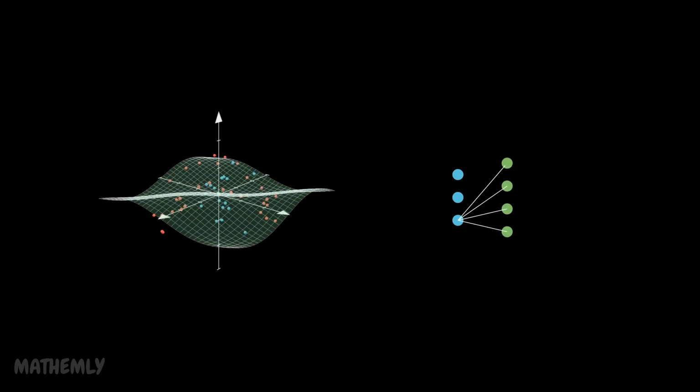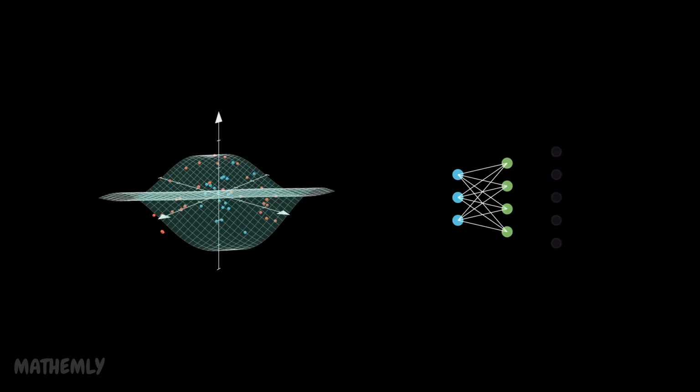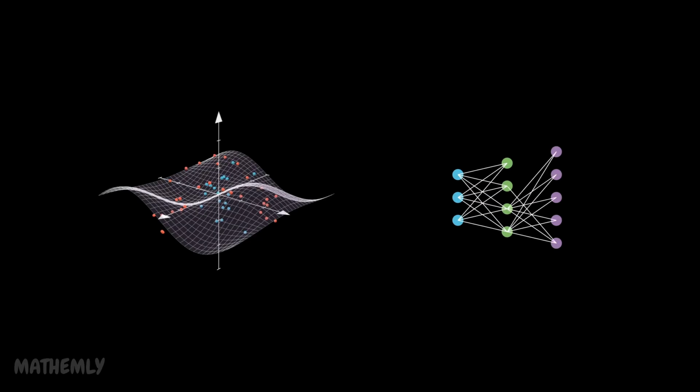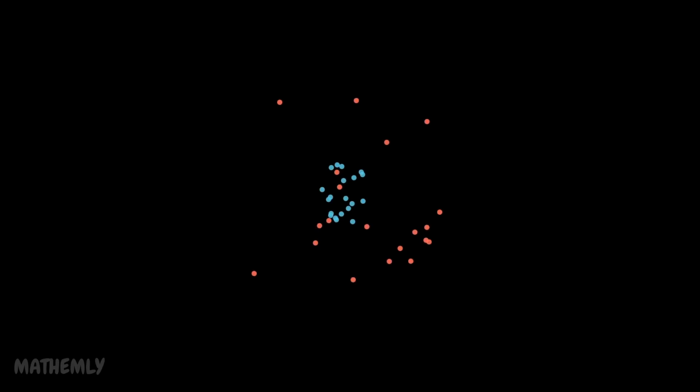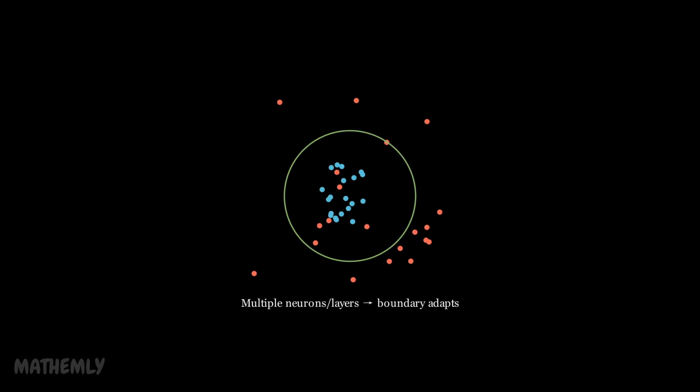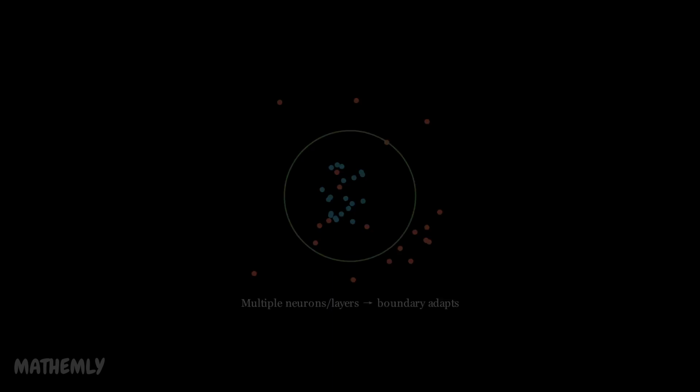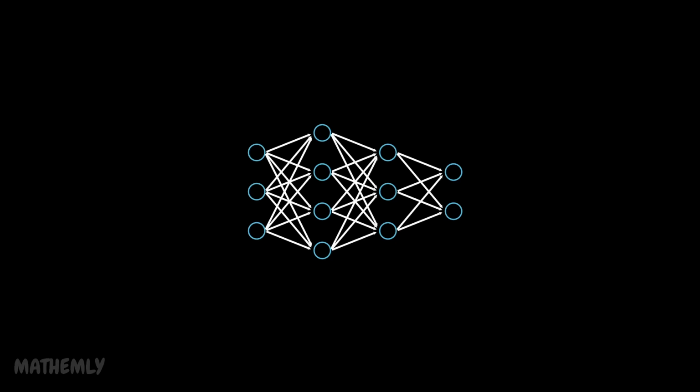You can think of it like stacking sheets of flexible glass. One sheet might bend the data slightly, the next bends it further, and with several layers combined, the network can twist and shape the data space into something highly adaptable. This process allows the model to capture very complex relationships, like wrapping around a circular pattern of data or separating interwoven shapes that no single line or even a single bend could handle. In other words, layers give neural networks their depth, and it's this depth that allows them to learn patterns far beyond the reach of simple models.